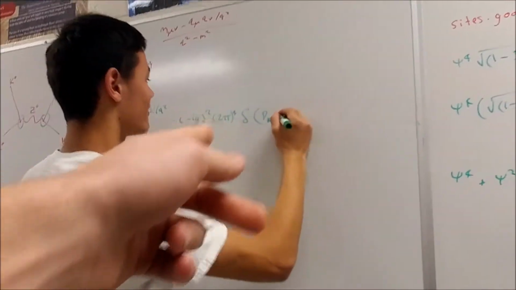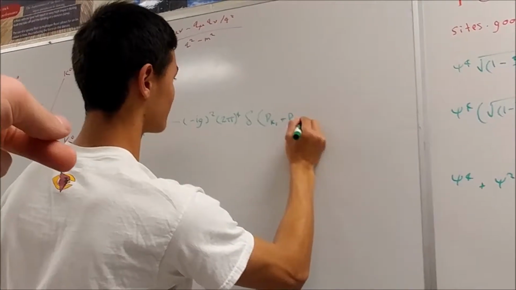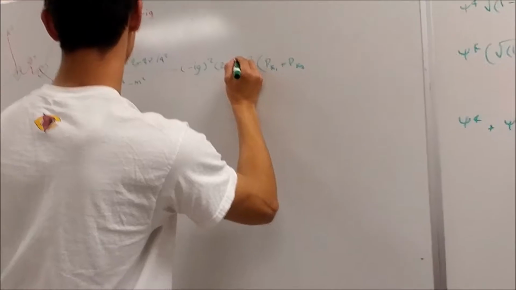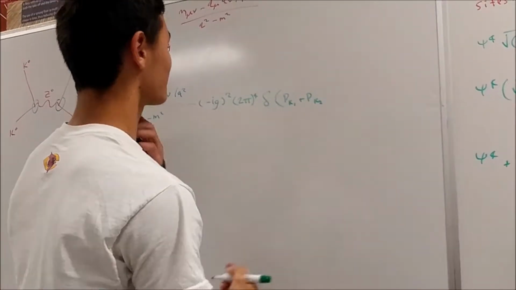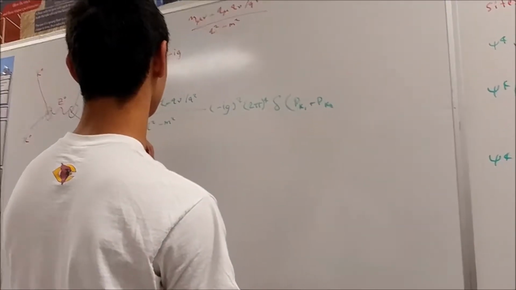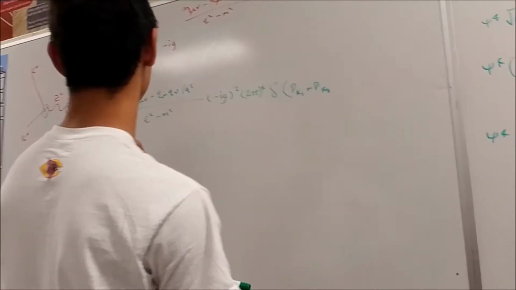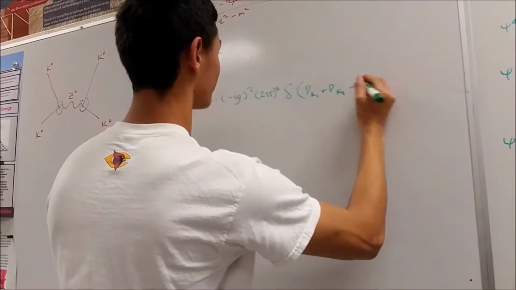Wait, isn't it 2 pi to the 8 though? Because there's two vertices squared. I'm not too sure on this one. You usually put one per Dirac delta function, but you only need one Dirac delta function on this one.